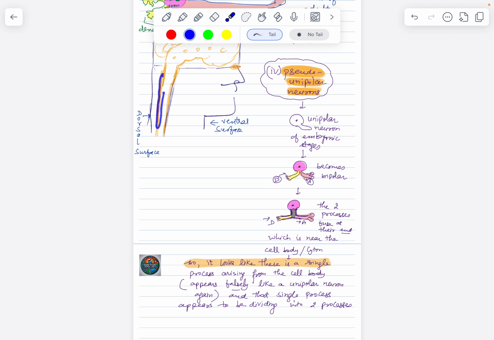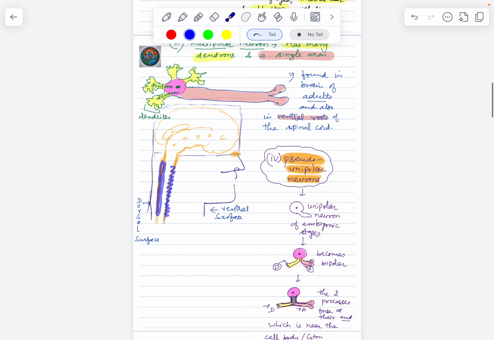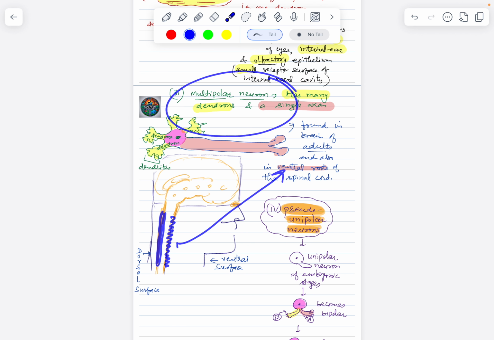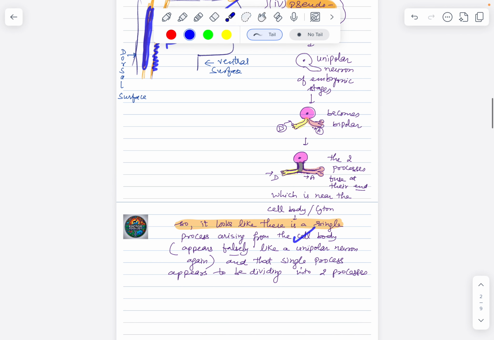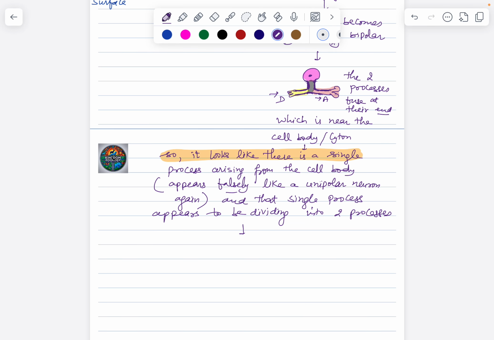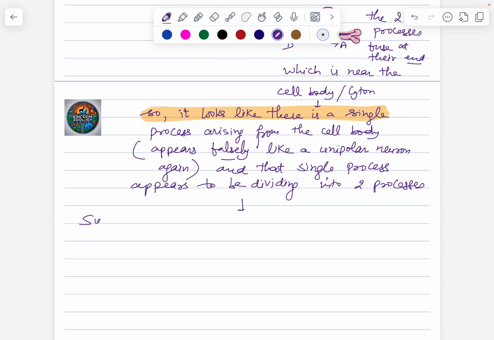Here. What side of the spinal cord is this? Dorsal. Ventral we already have mentioned. What type of neurons are in the ventral side of the spinal cord? Multipolar neurons. What about the dorsal side? The dorsal side has pseudo unipolar neurons. And this is the only place in the body where pseudo unipolar neurons are found. Such neurons are present on the dorsal surface of the spinal cord.